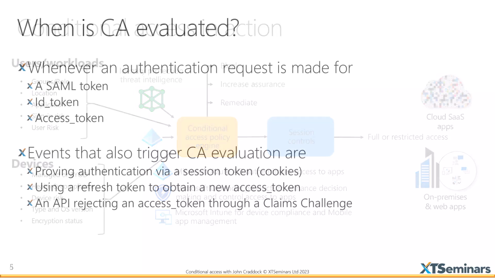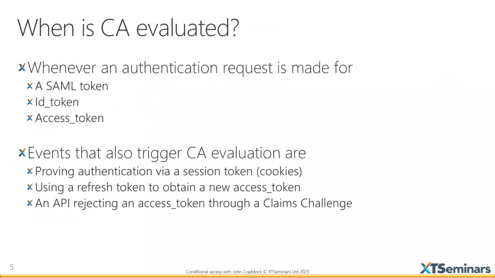This video is about deciding when conditional access is actually evaluated. And it's evaluated every time a request is made for a SAML token. And a SAML token could be obtained through the SAML protocol or maybe even the WS-Federation protocol. Also, if you request an ID token, so that's OpenID Connect, or we request an access token using OAuth 2. All the times those tokens are requested, we evaluate conditional access.